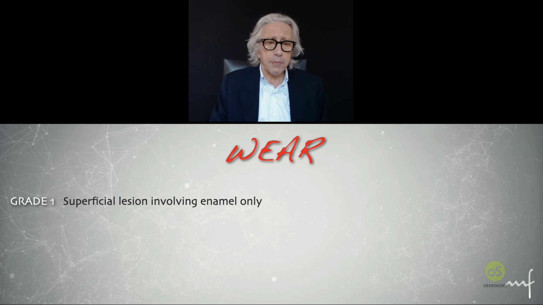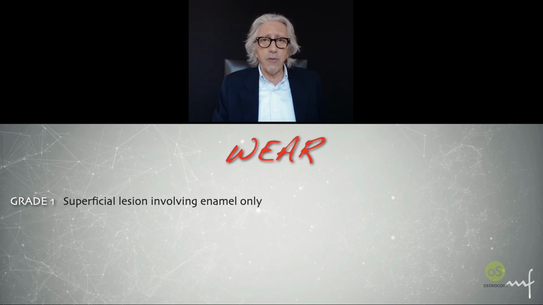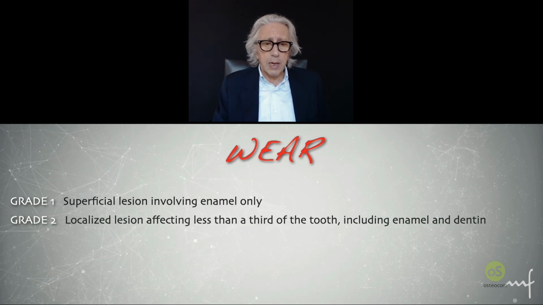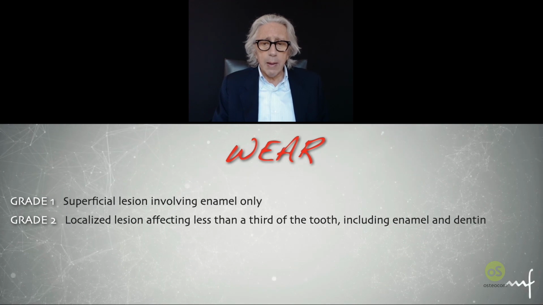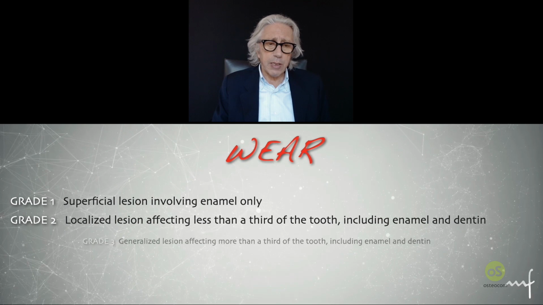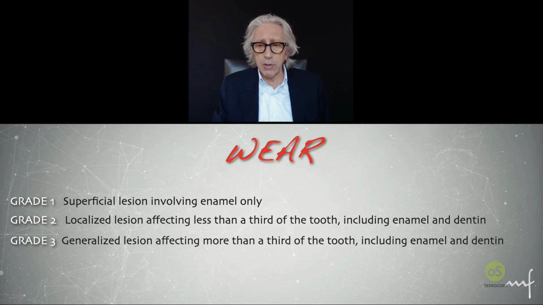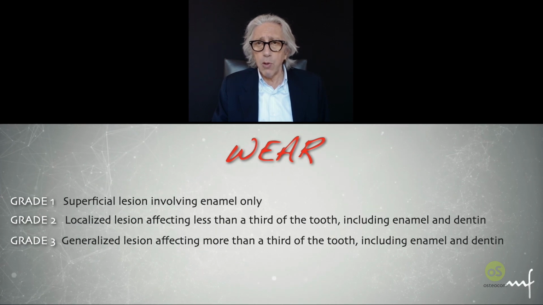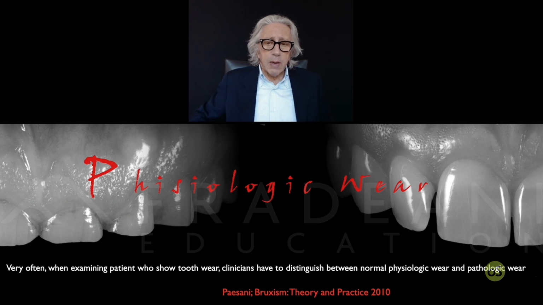So wear can have different grades. Grade 1 is a superficial lesion that involves only enamel. That's all. Grade 2 is a lesion that affects less than 1/3 of the tooth, but including both dentin and enamel. And grade 3 is a generalized lesion affecting more than 1/3. It is, of course, including in this case also dentin and enamel. So we should also divide physiological from pathological wear.